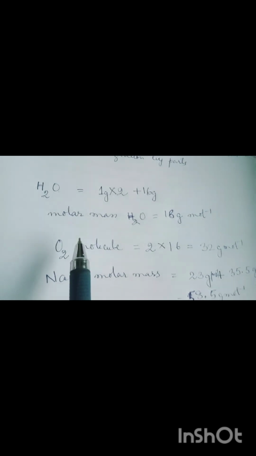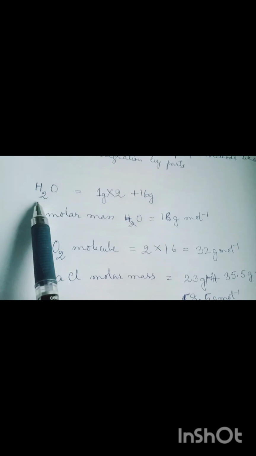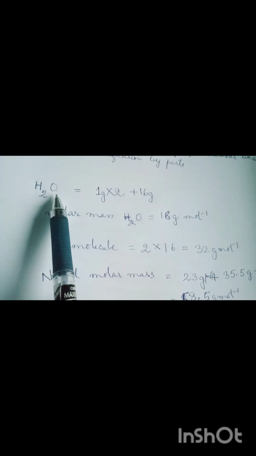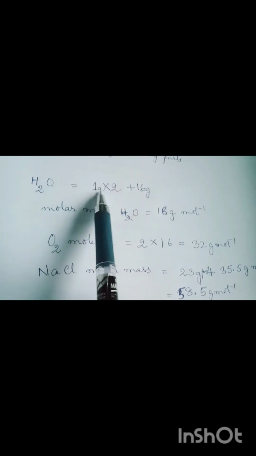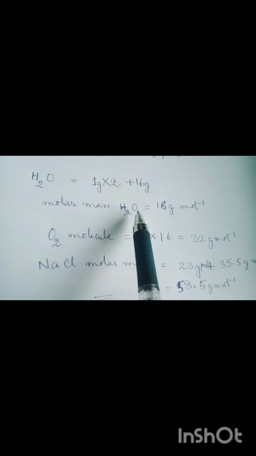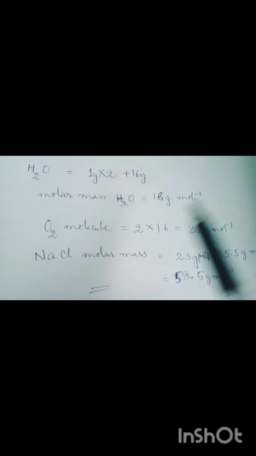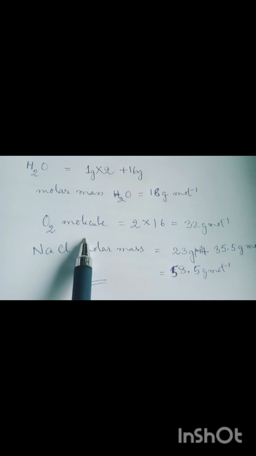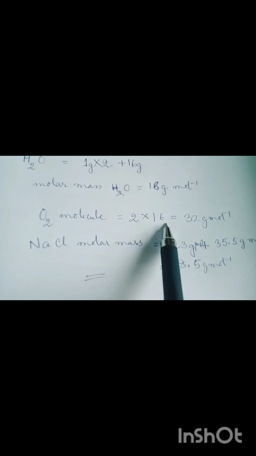Let us find out the molar mass of the water molecule. Water molecule has 2 hydrogen atoms and 1 oxygen atom. So hydrogen atom is equal to 1 gram, multiplied by 2, plus 16 gram for the oxygen atom. Therefore, the molar mass of water molecule is equal to 18 gram per mole. Similarly, for oxygen molecule, molar mass can be calculated by multiplying 2 into 16.